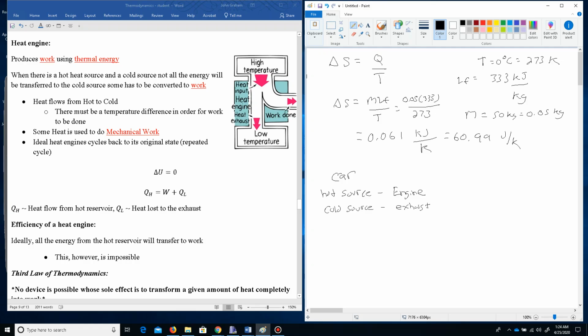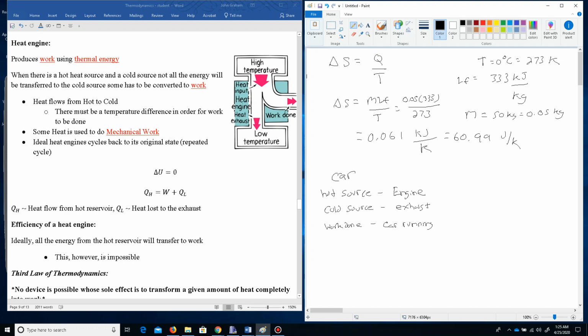Okay, so we put heat in to get the engine working. That engine, some of the energy gets used as work and performs the operation. So work done is the car running. And some gets wasted into low temperature and becomes exhaust. Some of the heat is used for mechanical work, and some of the energy gets wasted into the exhaust.